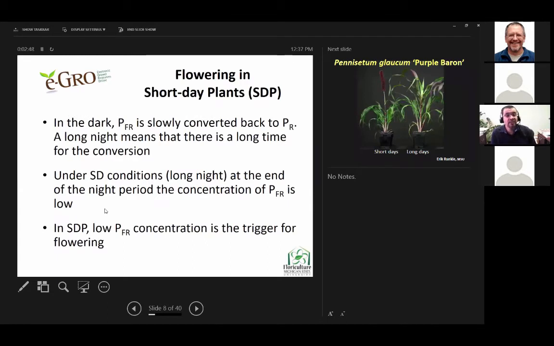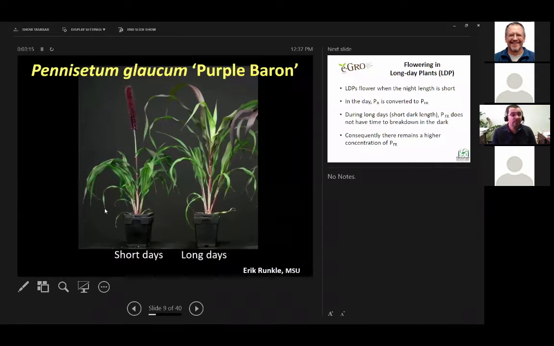So in the dark, PFR is slowly converted back again to PR. A long night means that there's a long time for that conversion to occur. Under short day conditions, or a long night, at the end of the night period, the concentration of PFR is low. So in short day plants, a low PFR concentration is basically the trigger for flowering. Here we have an example of a crop, Pennisetum. Would this be an obligate or a facultative response? As Chris showed us, we can see these two plants, and this is an obligate short day plant.